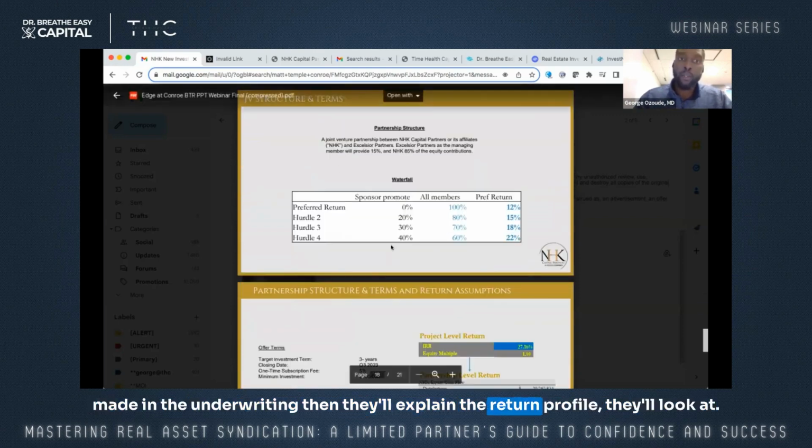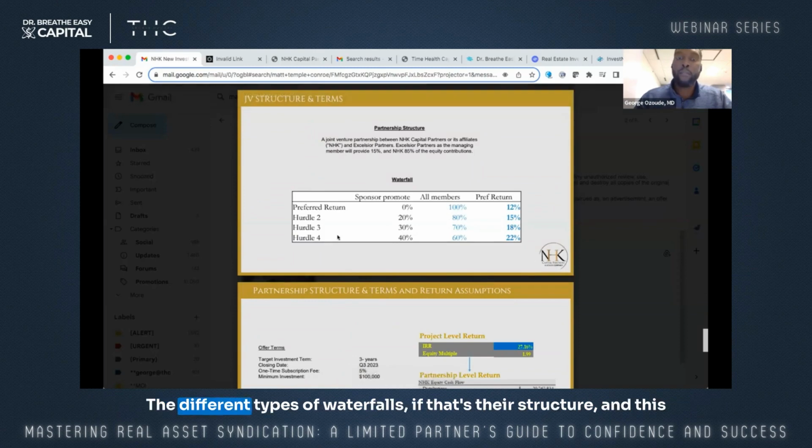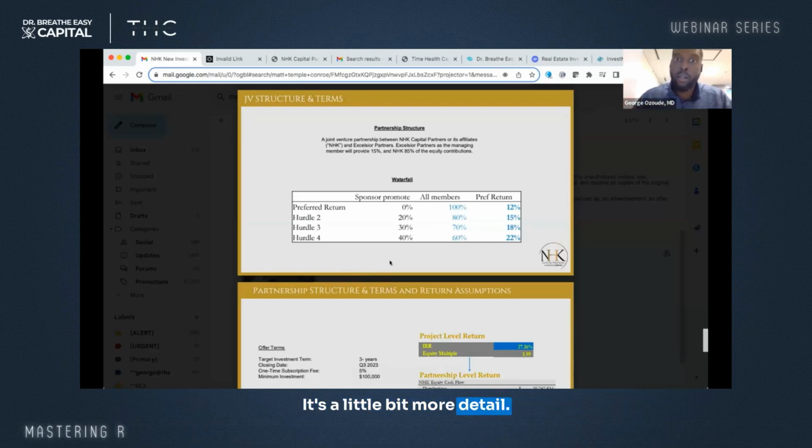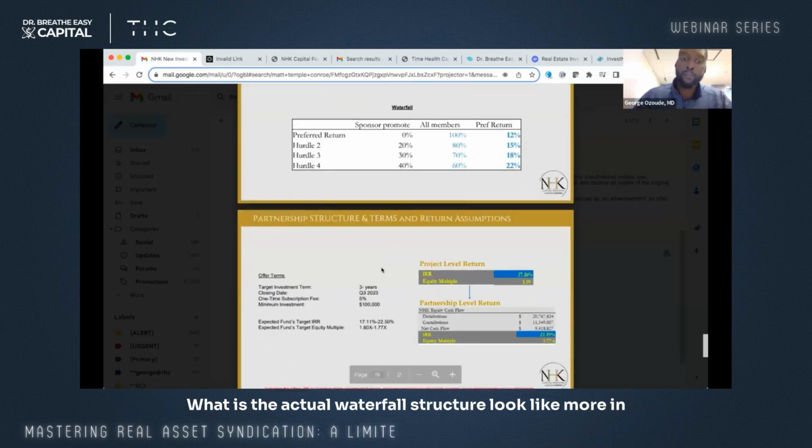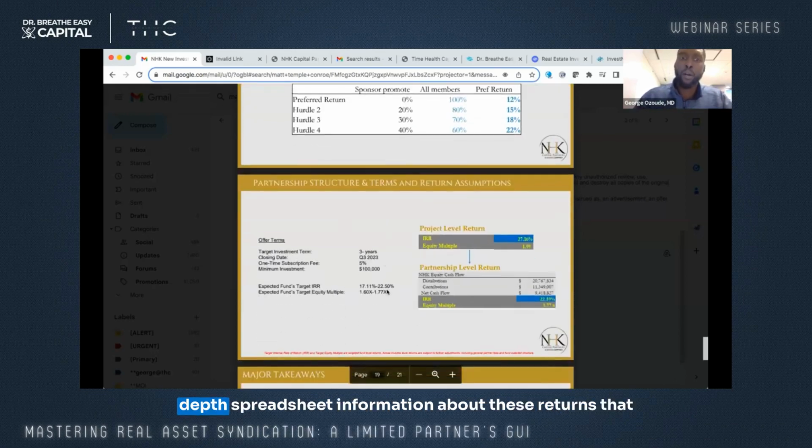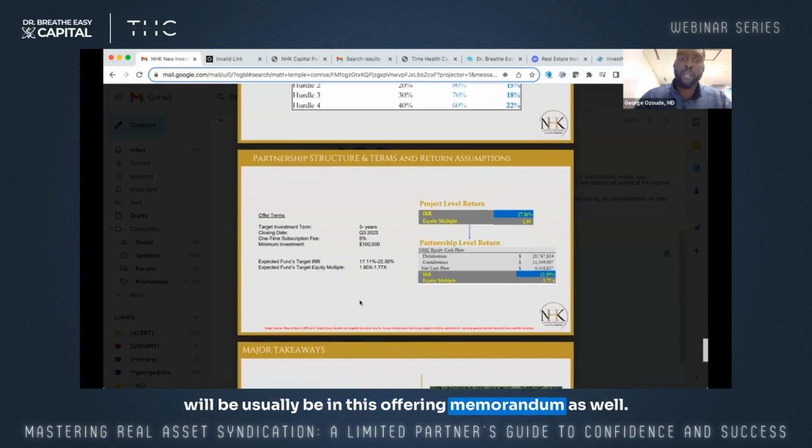Then they'll explain the return profile. They'll look at the different types of waterfalls, if that's their structure. And this is something that you saw with the one sheet, but it goes again into a little bit more detail. What does the actual waterfall structure look like? More in-depth spreadsheet information about these returns. That'll usually be in this offering memorandum as well.